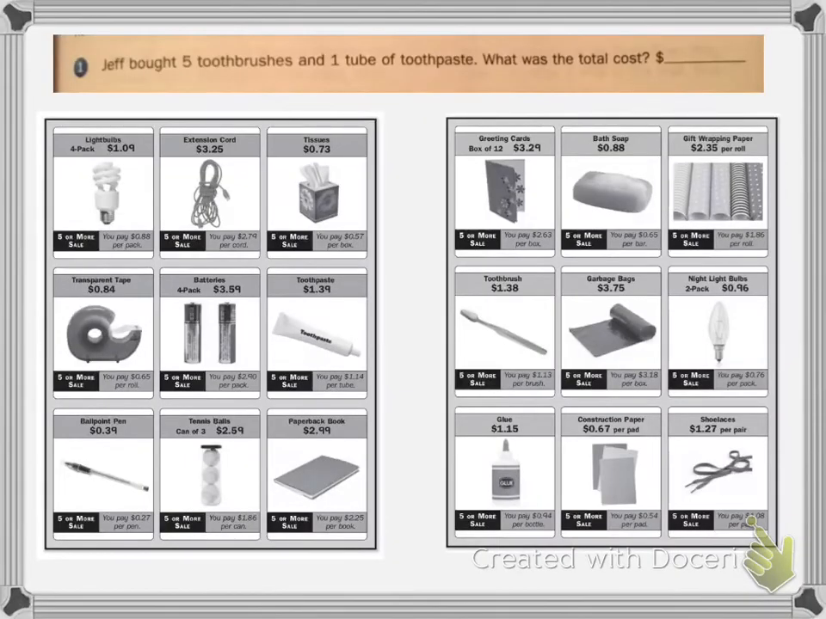So let's look at number 1. Number 1. At the top, it says Jeff bought 5 toothbrushes and 1 tube of toothpaste. What is the total cost? Okay, so I see 2 things here. 5 toothbrushes and 1 tube of toothpaste.